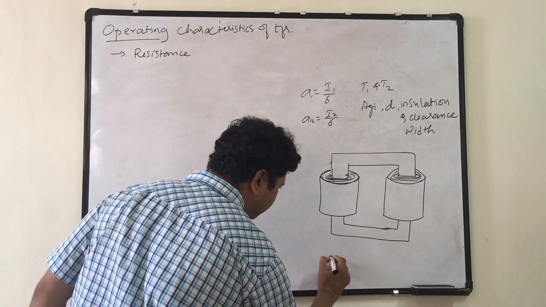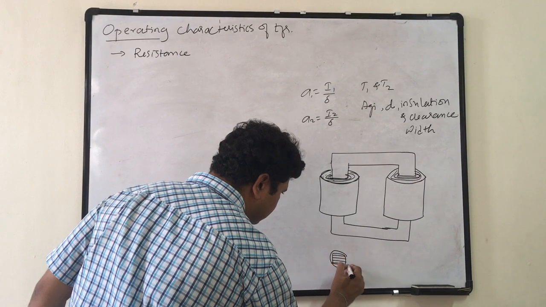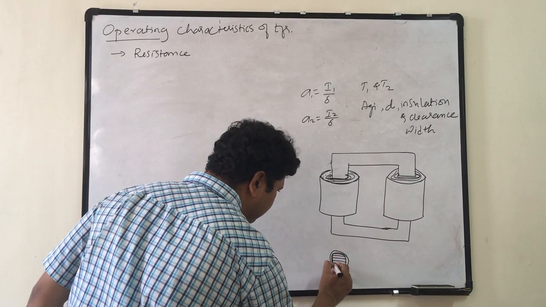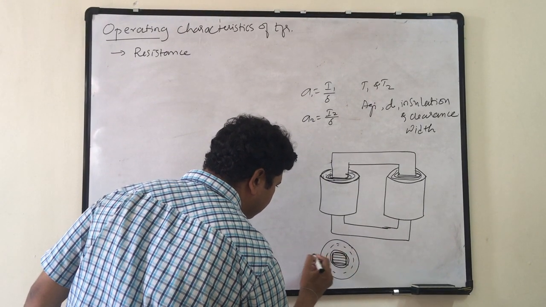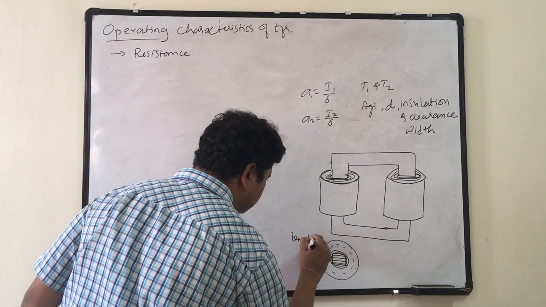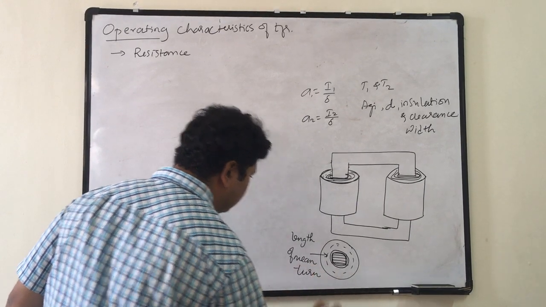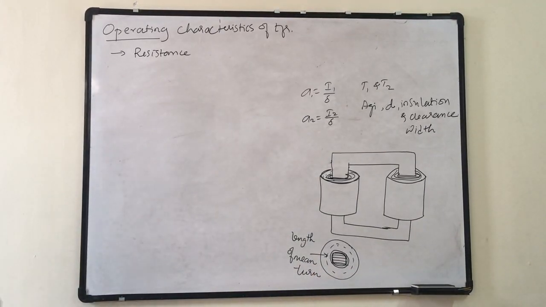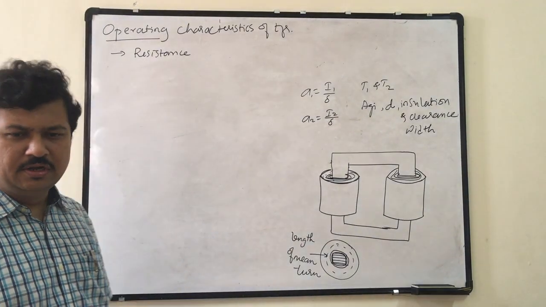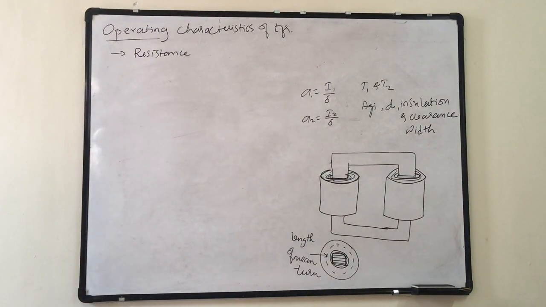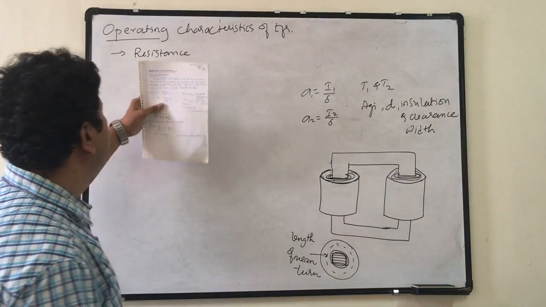If you see the cross section here, this is the cross section of the core, this is the inner turn, this may be the circumcircle, and this is the outer turn. The length of mean turn is the circumference of the inner turn plus the circumference of the outer turn divided by 2, that is the circumference of the mid turn. So once I know the length of mean turn, I can calculate the resistance.